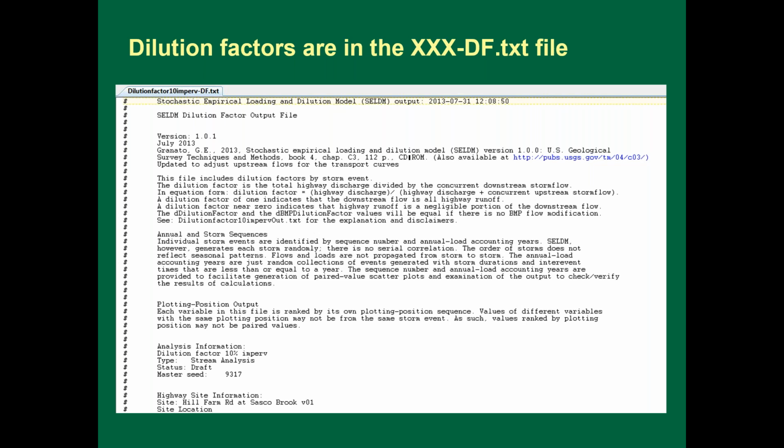So the dilution factors are in the xxx-df.txt file. When you run your analyses in SELDM, you can open the tab that will bring you to your output files. So the dilution factors are in the -df file. The XXX would be your analysis name that's been truncated. In this case, we can see that the analysis name was dilution factor 10 imperv, and the output file is dilution factor 10 imperv-df.txt.